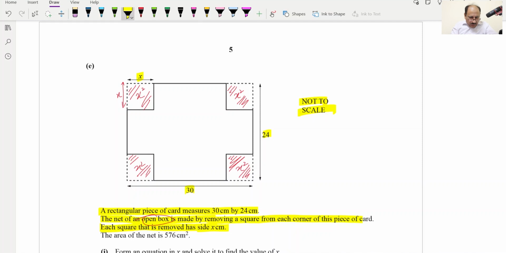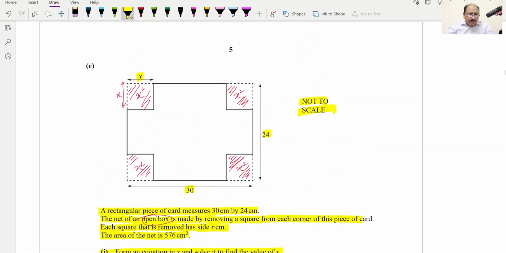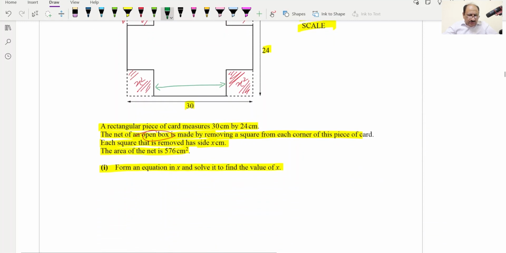The area of the net is 576 centimeters square. Form an equation in x and solve it to find the value of x. Now area is provided, so we can check for this length. Total length is 30, and the area of the net is 576. So we'll write the equation.